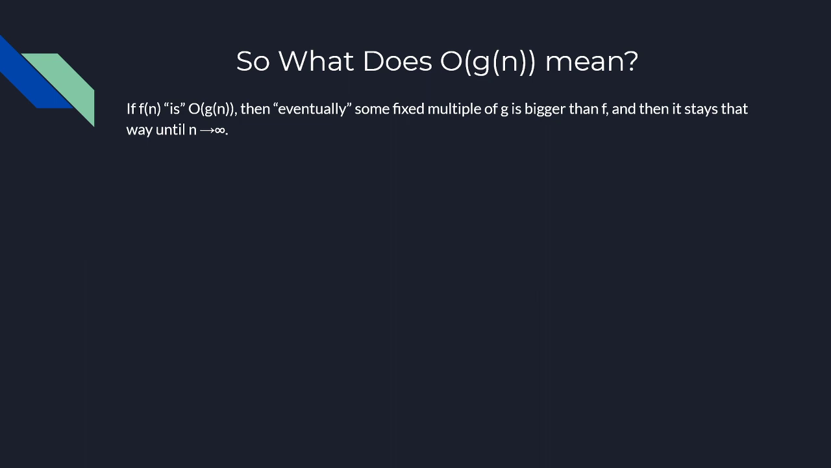So yeah, f of n is big O of g of n. And then we're going to be very vague about what the word "eventually" means, and then we just unfortunately have to say some fixed multiple of g is bigger than f, and then it stays that way forever. So f of n may not be bigger than g of n initially, but it's going to get bigger and stay that way, or g is going to get bigger than f and then stay that way ever after.